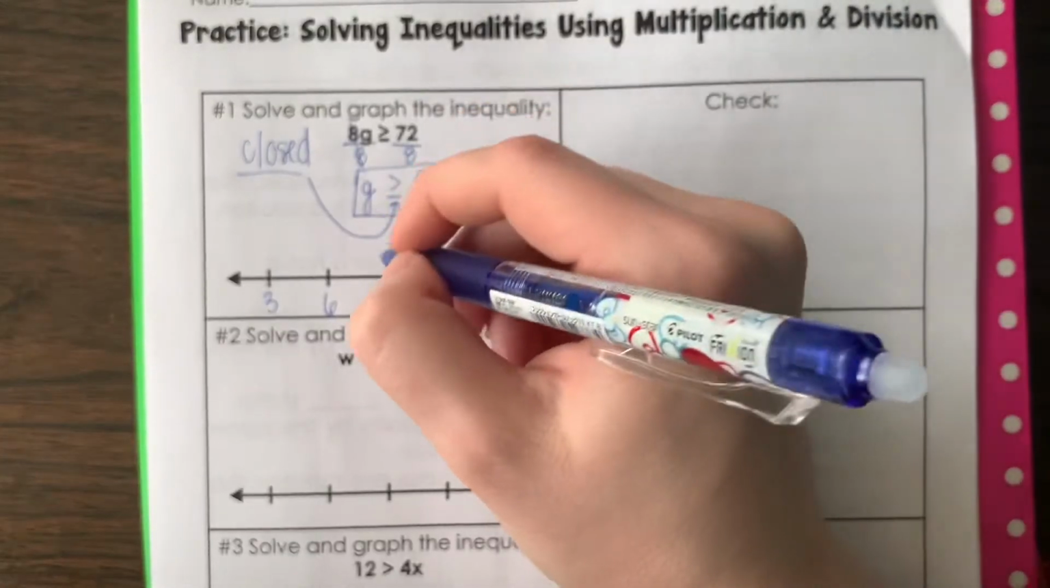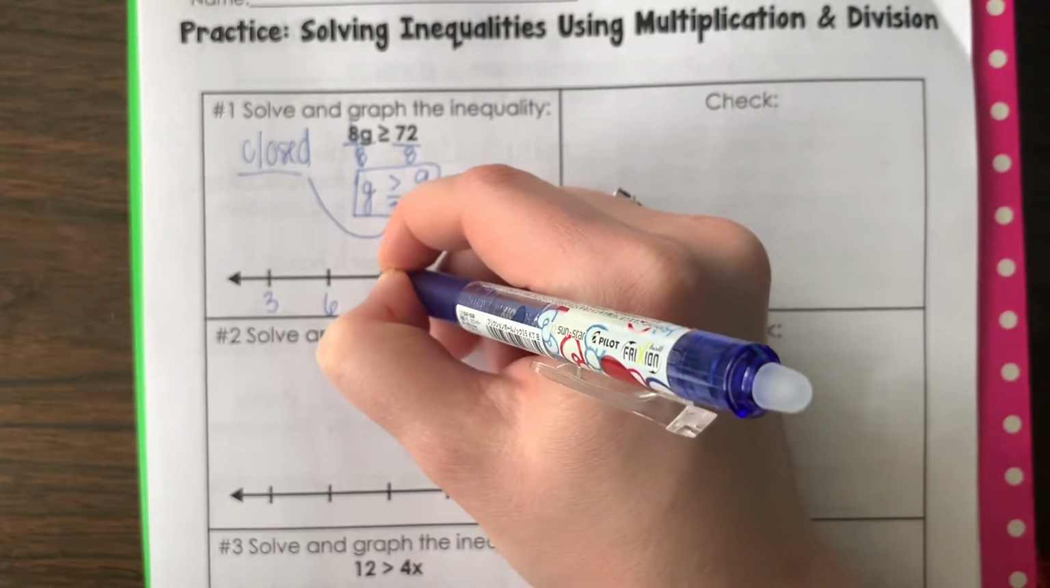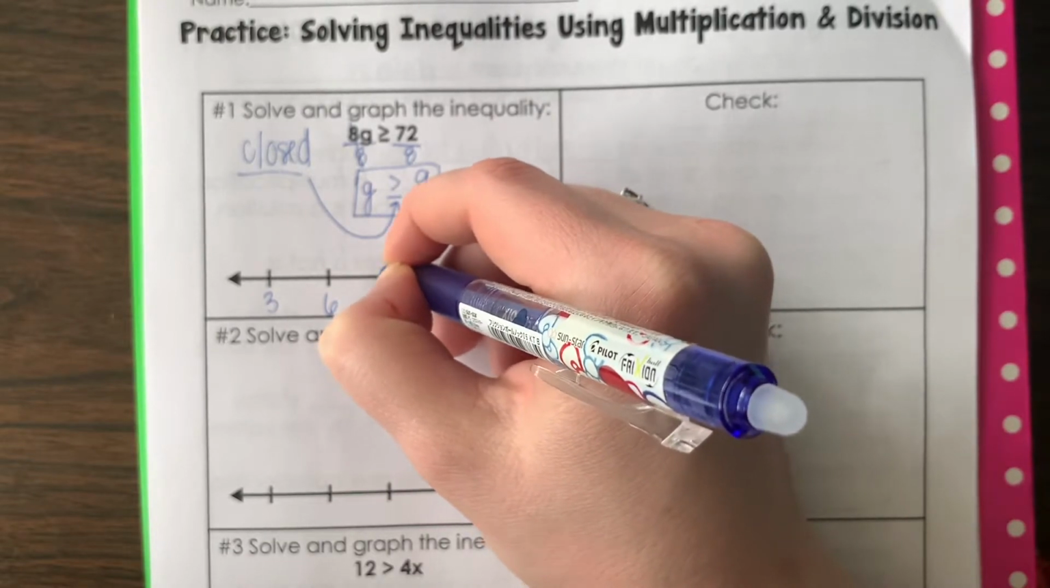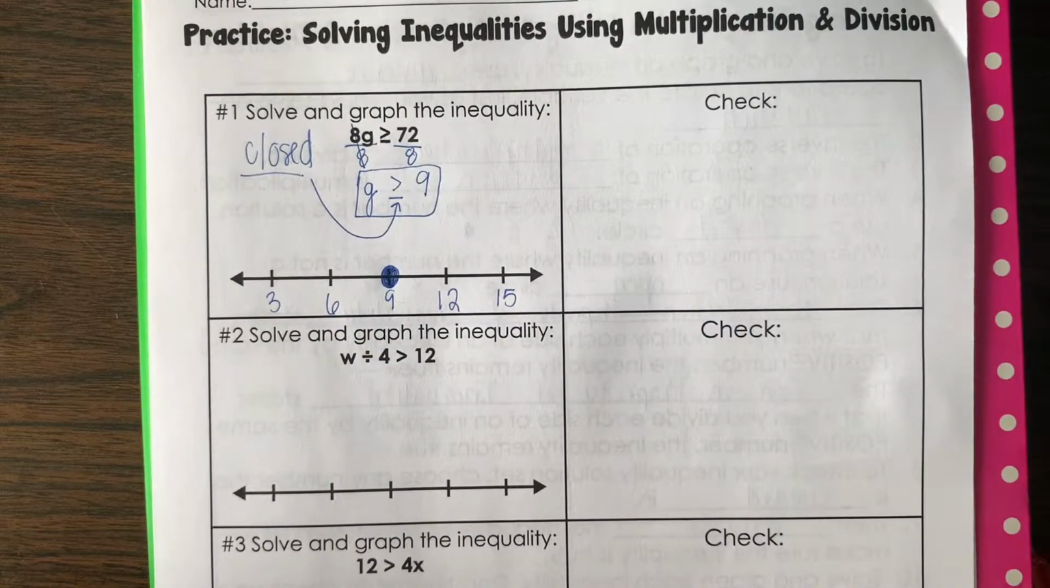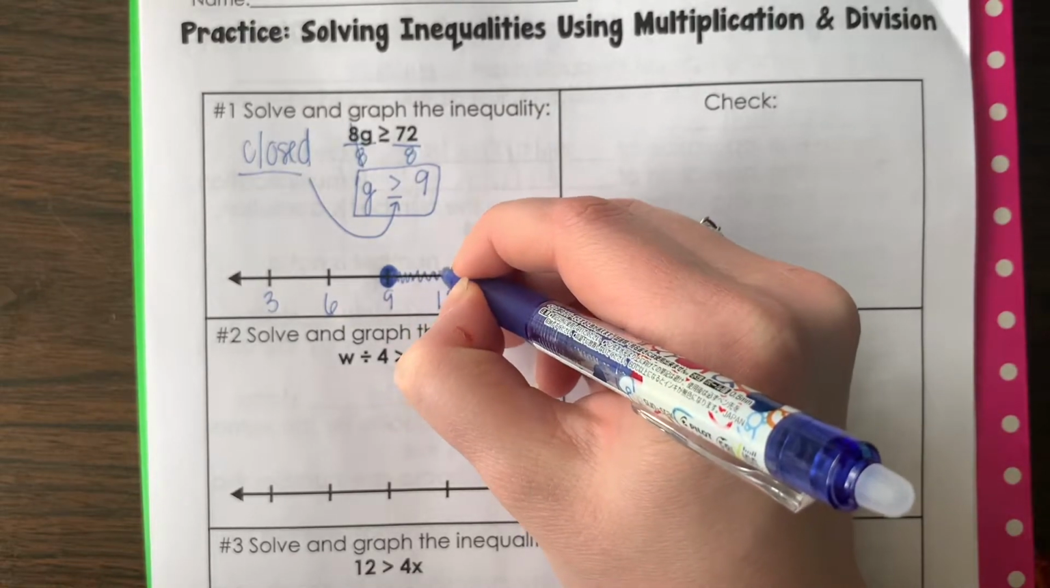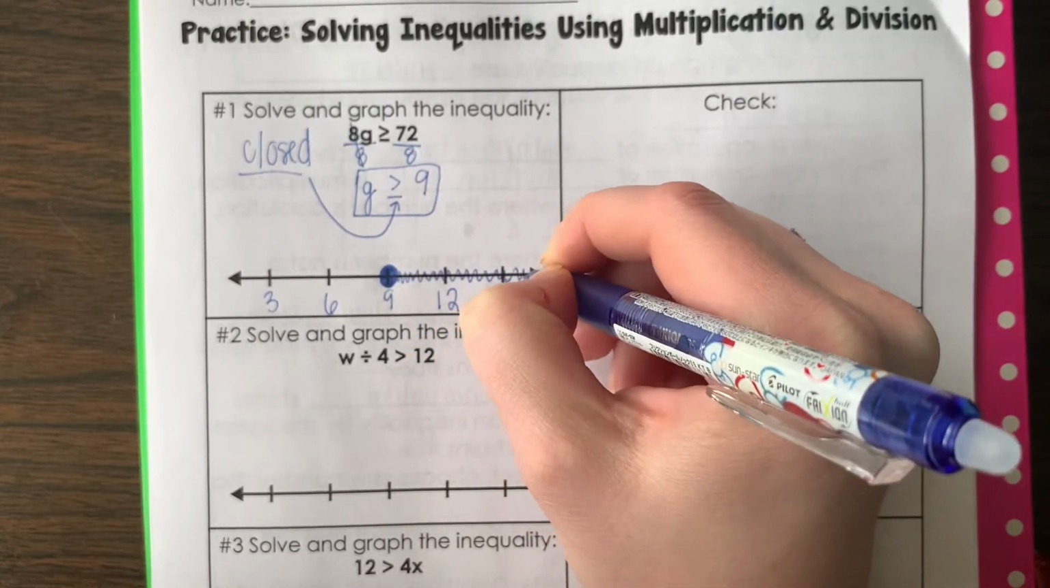All right, so at the number 9, we're going to have a closed circle. So it is a circle that is filled in. Well, now are we shading to the right or to the left? Well, g has to be greater than or equal to 9. So all the numbers bigger than 9 would be to the right. So we're going to shade all the numbers to the right.